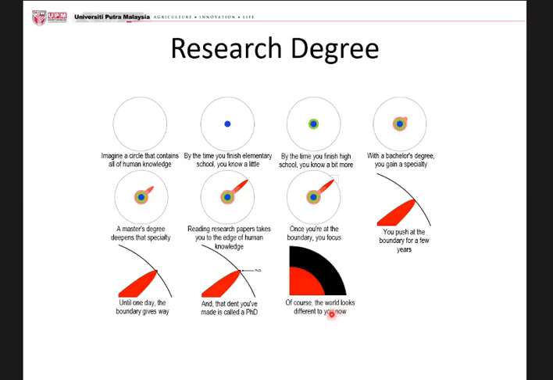So of course, the world looks different to you now. If you are doing a PhD, as for me, I did my PhD on something new. But this is something new for me, for other people, maybe it's not. You got to be aware of that. So of course, the world looks different to you now, but don't forget the bigger picture. You have to be aware of that.